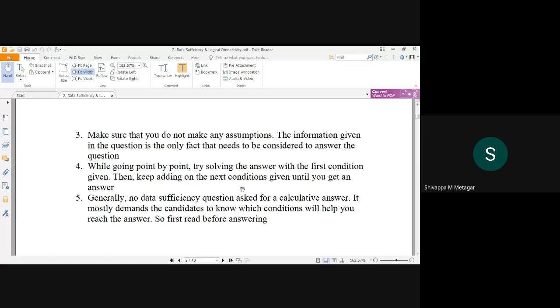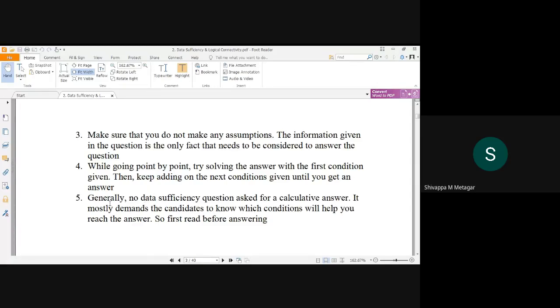If they have given two or more statements, first you have to solve with the first condition. If it is sufficient, it's okay. If it is not sufficient, go to the second statement, and then the same thing with the third statement. Then you have to identify whether you are able to find the correct answer using 1, or 2, or 3, or 1 and 2, or 1, 2 and 3 combined.